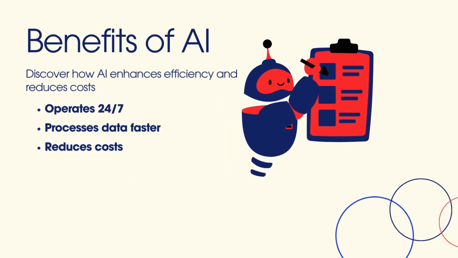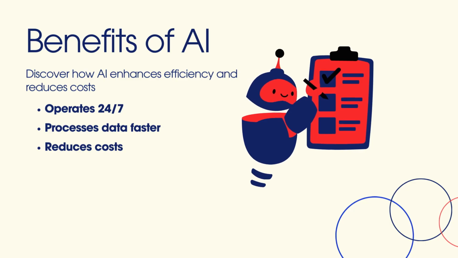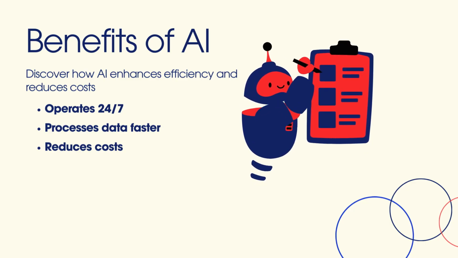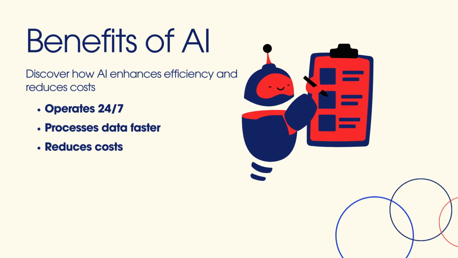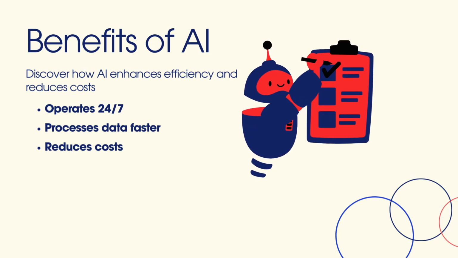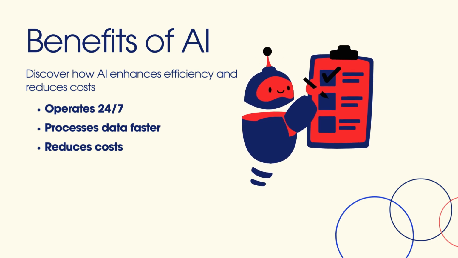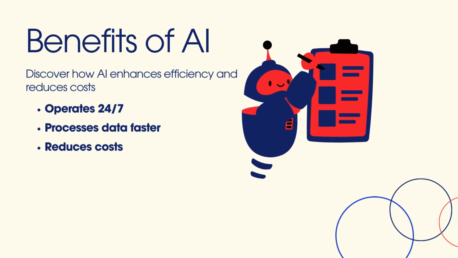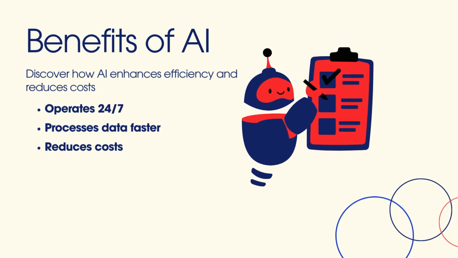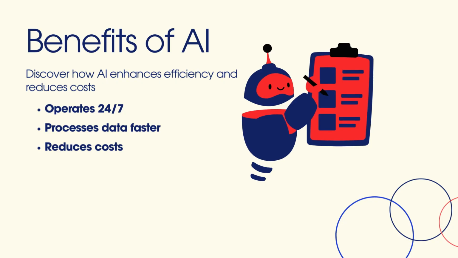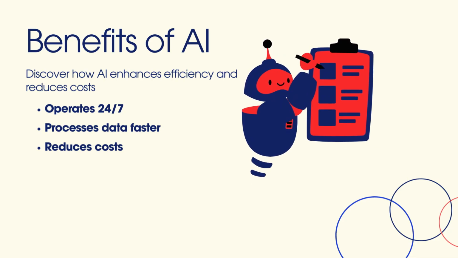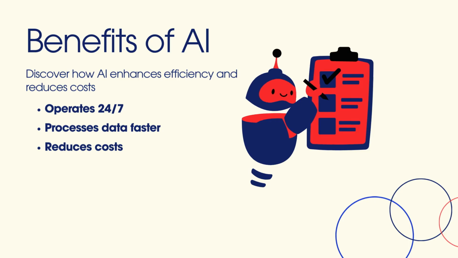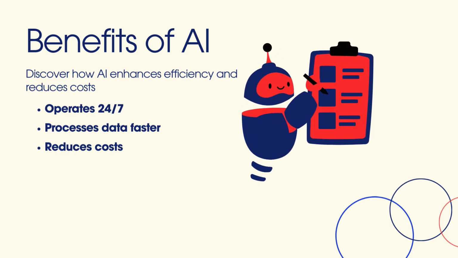Let's understand the benefits and risks of artificial intelligence. First, the benefits. Artificial intelligence enhances efficiency. It can process large amounts of data much faster than humans. It operates 24 hours a day, 7 days a week, without fatigue or breaks. It also reduces operational costs by automating repetitive tasks and improving accuracy. This helps businesses and organizations save time and resources.